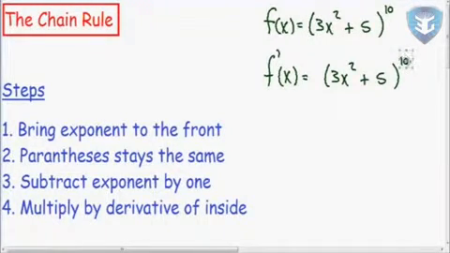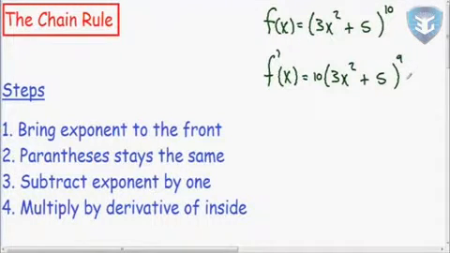So we want to take this exponent of 10 and bring it to the front and multiply it. The inside of the parentheses stays exactly the same, so I'm going to keep my 3x squared plus 5. And our third step is we want to subtract the exponent by 1. Since there was a 10 exponent in our original function, 10 minus 1 is 9, there's going to be a 9 exponent in our derivative.